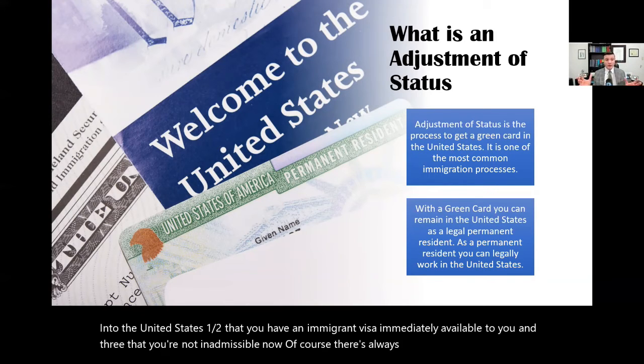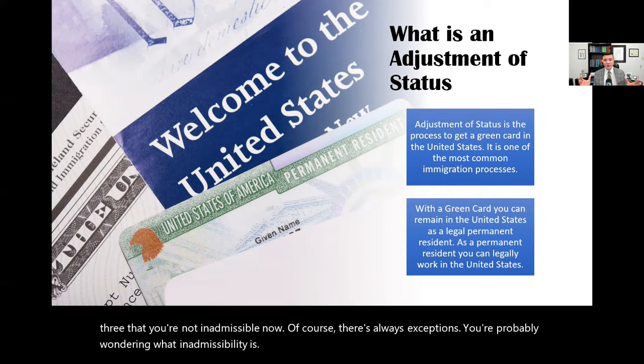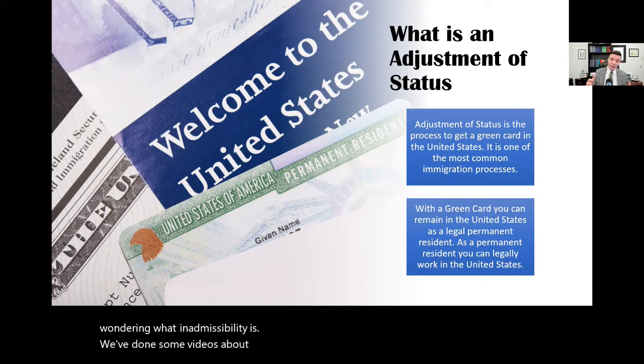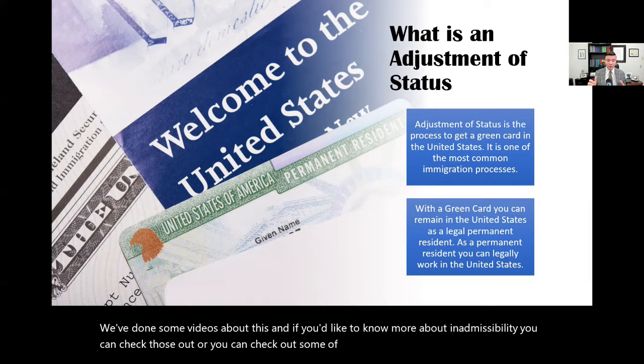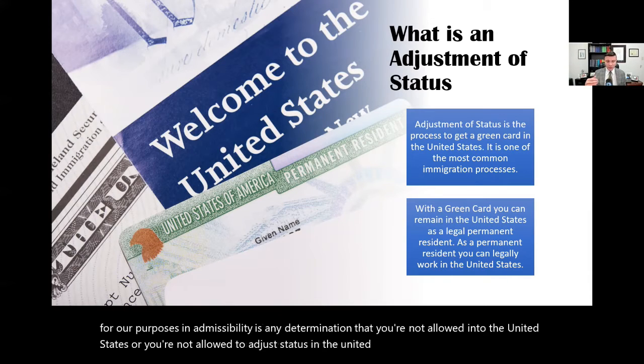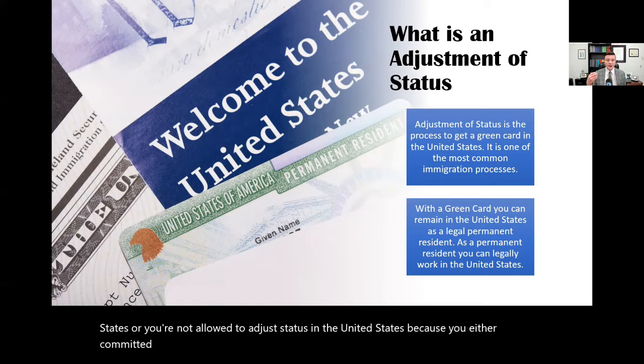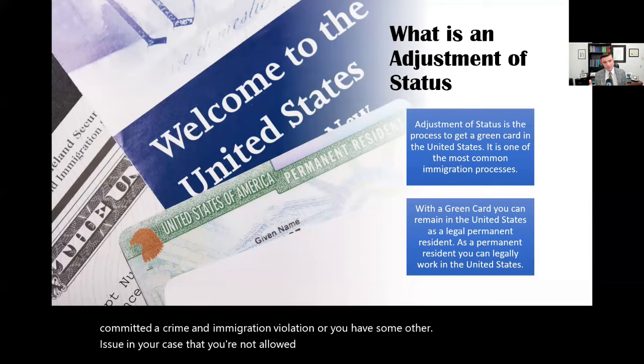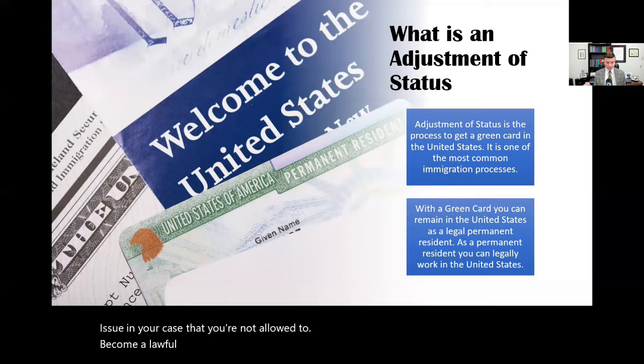You're probably wondering what inadmissibility is. We've done some videos about this, and if you'd like to know more about inadmissibility, you can check those out, or you can check out some of the articles that we also published. But just for our purposes, inadmissibility is a determination that you're not allowed into the United States, or you're not allowed to adjust status in the United States because you either committed a crime, an immigration violation, or you have some other issue in your case that you're not allowed to become a lawful resident of the United States.